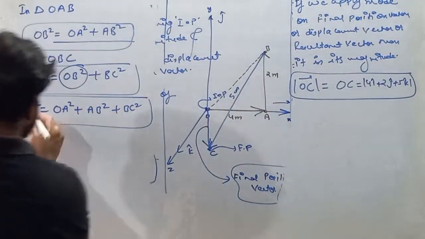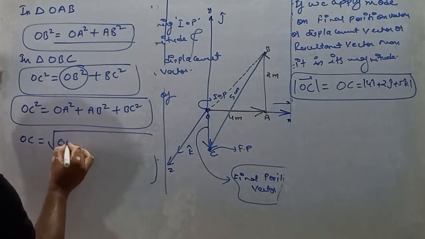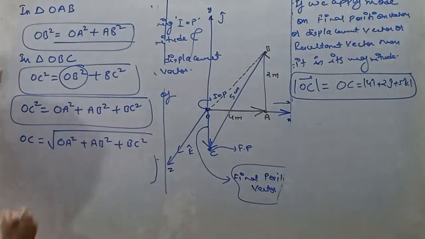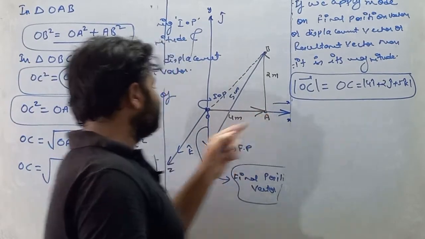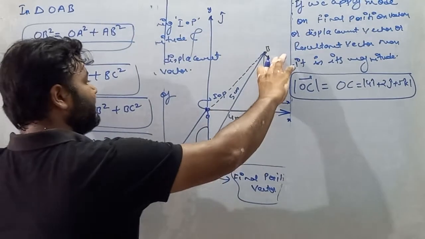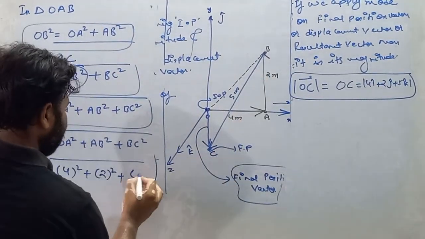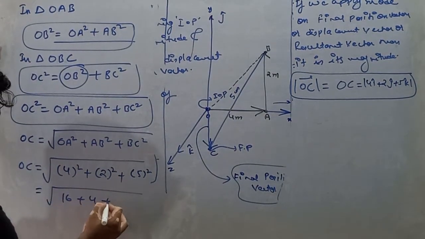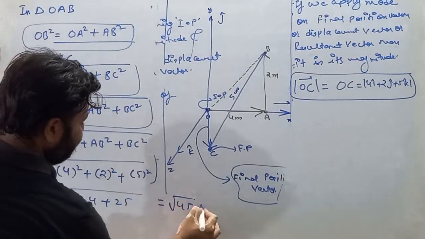So instead of square, we'll put root. So OC is equal to under root OA square plus AB square plus BC square. What is the value of OA? It is 4, square. What is the value of AB? It is 2, square. What is the value of BC? It is 5, square. So it will be equal to under root 16 plus 4 plus 25, so under root 45 units.